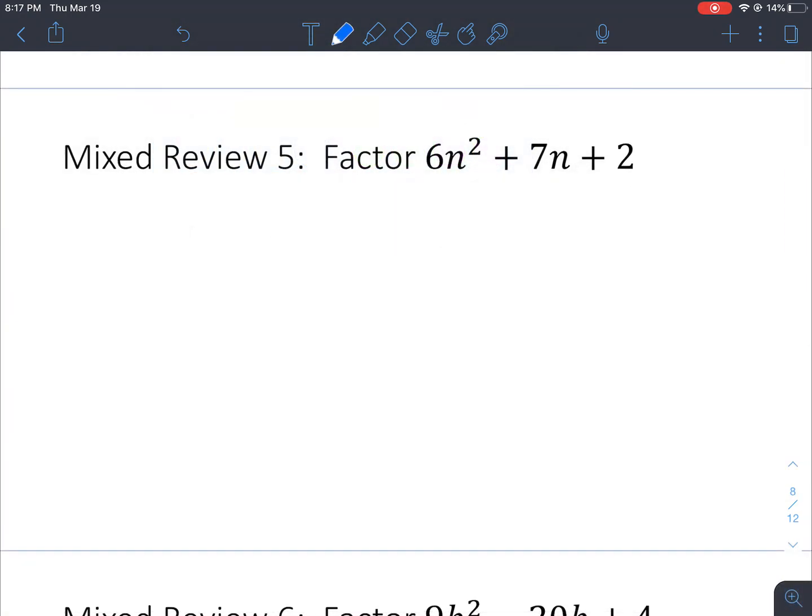Okay, now when we get to this next review problem, I can see that there is a number in front of our n squared. So this is our lesson 5, which many of you emailed me with questions about, which is great. This is, in my opinion, one of the tougher lessons overall in Algebra 1. And it does take a little bit of time and practice to get used to. So hopefully seeing it a couple more times here may be helpful.